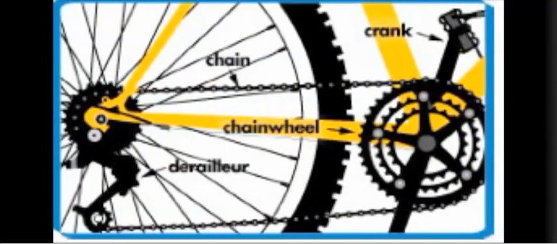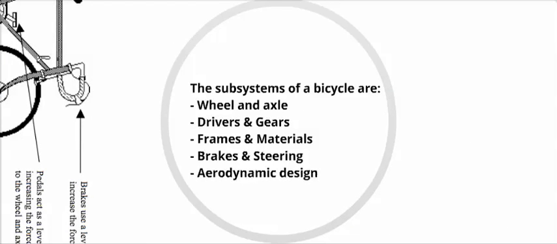Here it shows particularly the gears. So you have the chain reel, the derailleur, the chain, and the crank. Okay, this is what propels us through on a bicycle. The subsystems of a bike are the wheel and axle, the drivers and gears, the frame and materials, brakes and steering, and the aerodynamic design. Each of these subsystems contains only one simple machine, and it only has one purpose or function.